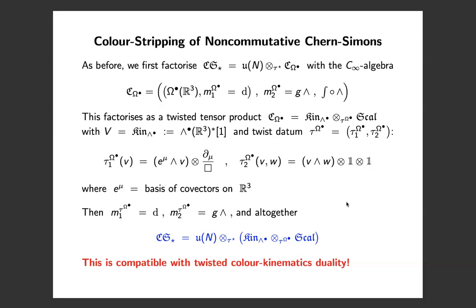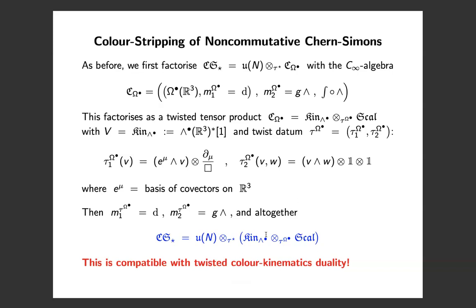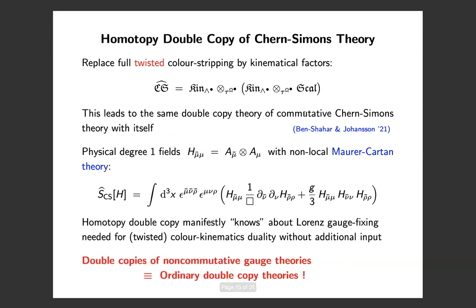Okay, and this turns out to be compatible with this twisted form of color kinematics duality that I wrote down before. Okay, right, so now we can double copy this. The way we double copy in this twisted language is, whenever we have a twisted tensor product, we just strip away color, but with that twisted tensor product. Okay, so you see we get a double copy algebra that looks like this.